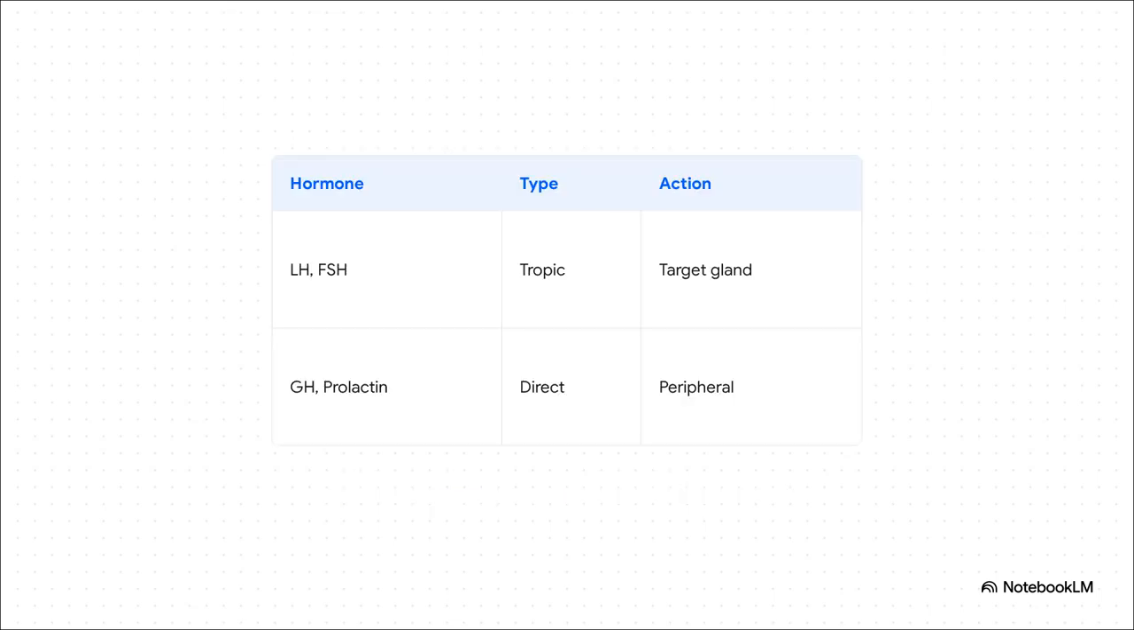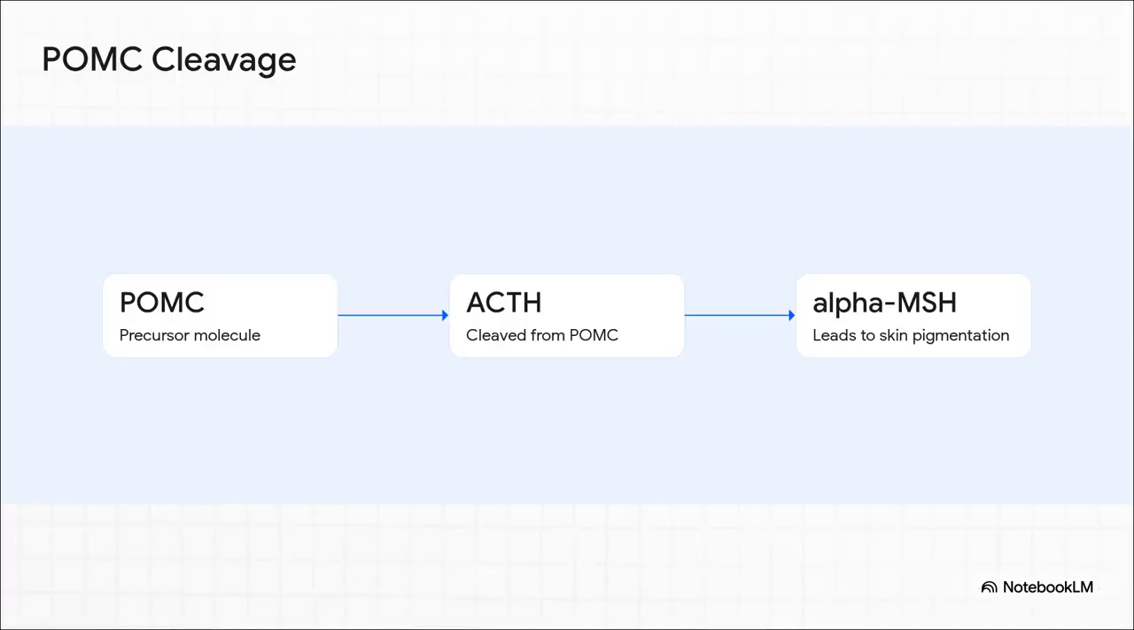Interestingly, the hormones pumping out of that anterior lobe basically fall into two distinct camps. On one side, we have tropic hormones, stuff like LH, FSH, TSH, and ACTH. These are kind of like middle managers. They travel to another endocrine gland and tell it to get to work. On the flip side, we have the direct effectors, growth hormone and prolactin. They skip the middleman completely and act right on your peripheral tissues. This whole system is just incredibly efficient.